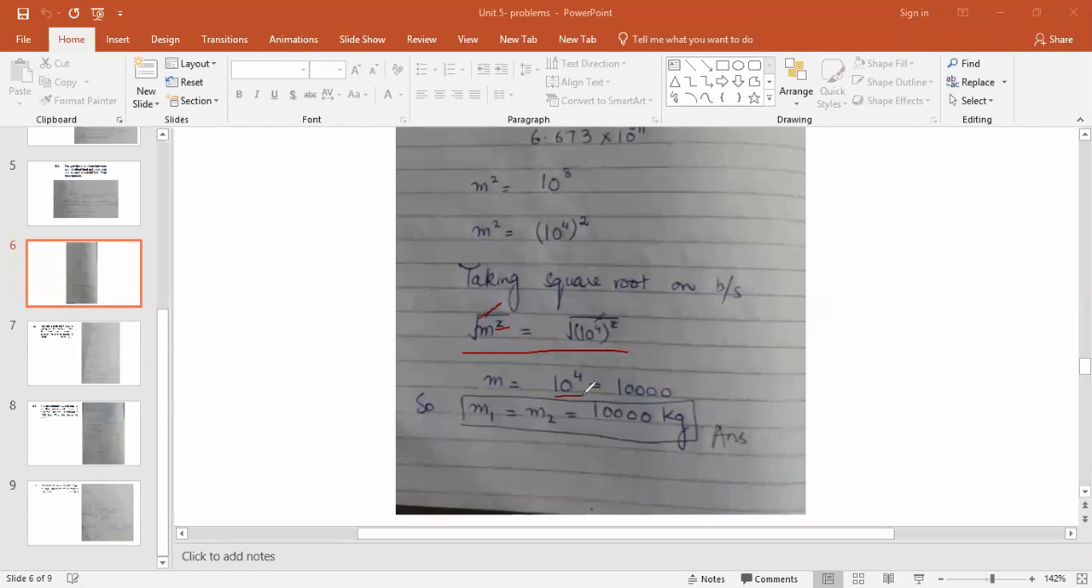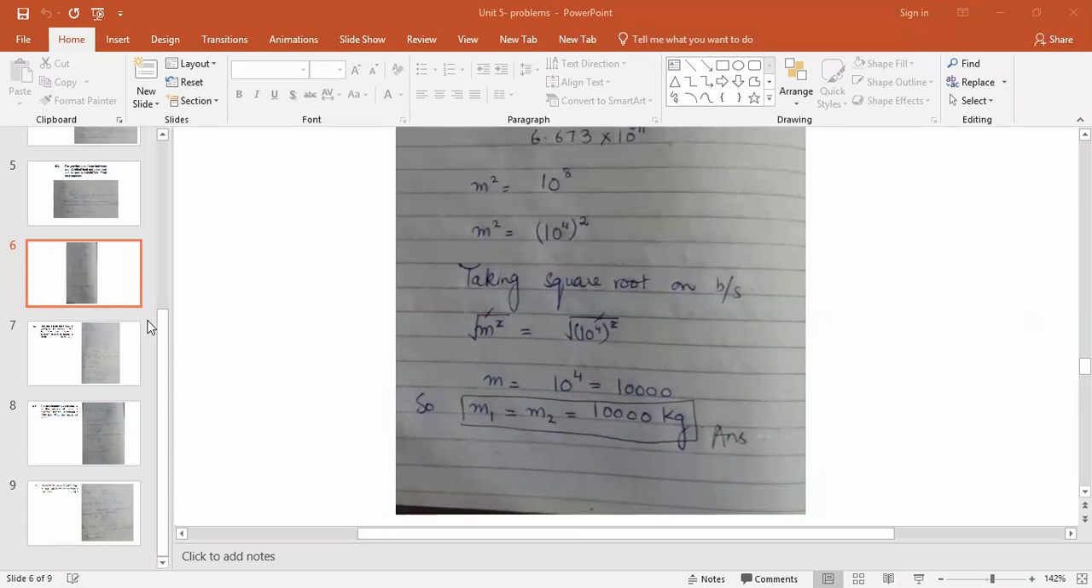If we open this 10 raised to power 4, we can know that it will be equal to 10,000. And this is the value of m. And in the problem they have mentioned that both the masses are identical, right? So m1 will be equal to m2, and they both have the same mass, which is 10,000 kg, and kg is the unit of mass. So I write over here. So class, you have to do this problem in your notebook, right?